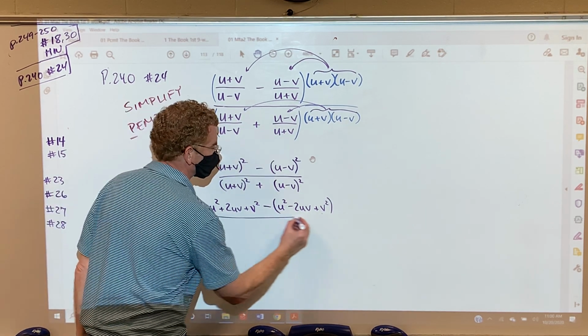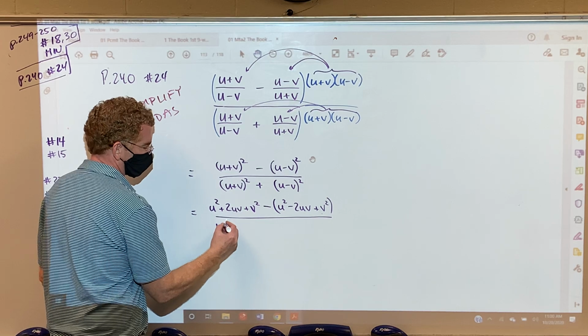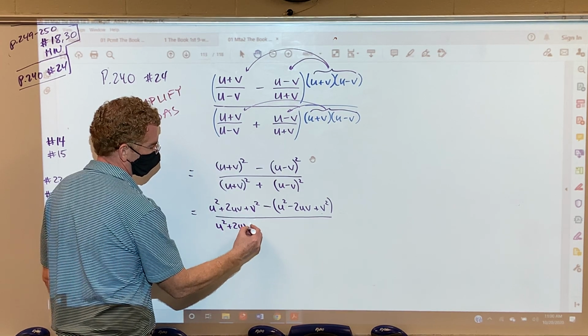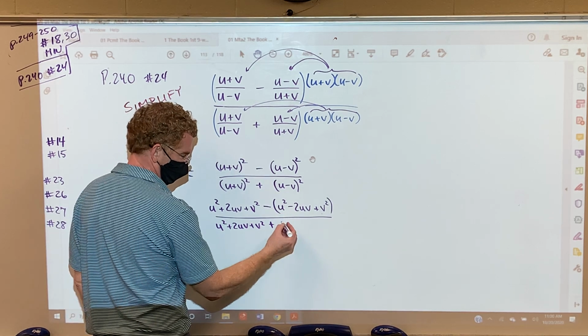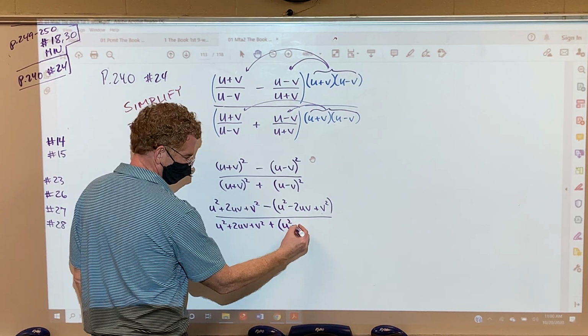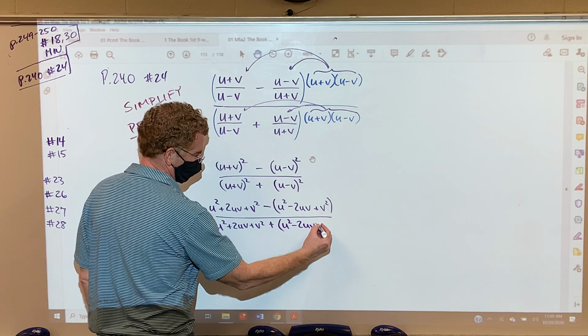And then on the bottom, same thing, u squared plus 2uv plus v squared, except this time it's plus, so I really don't need to put it in parentheses, but I can. But there's nothing that's going to be multiplied in there.